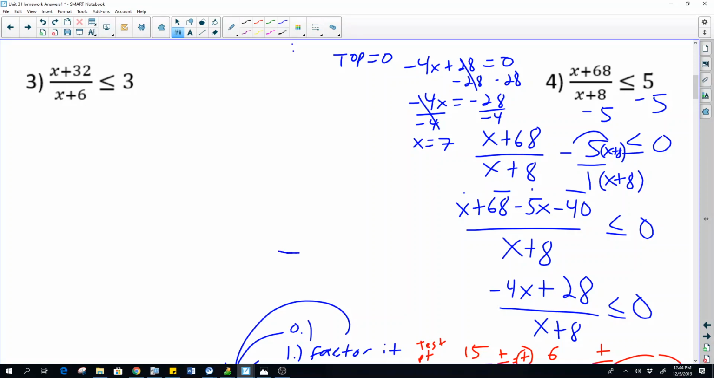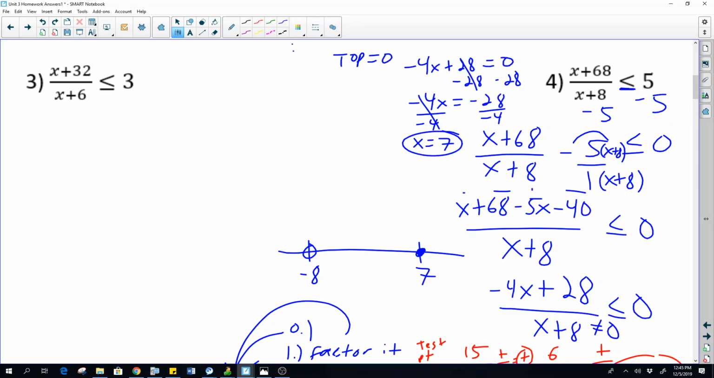So we'll draw our chart down here. At x equals 7 is one of our numbers. And then we just have to set the bottom not equal to 0, and so we get -8. So we put a -8 over here. Okay, the -8 is not equal to 0, so open hole. And the next is 7. Let's double check. Yep, less than or equal to, so we can do a closed hole there for 7, which came from setting the top equal to 0.